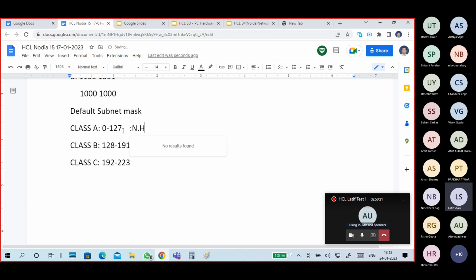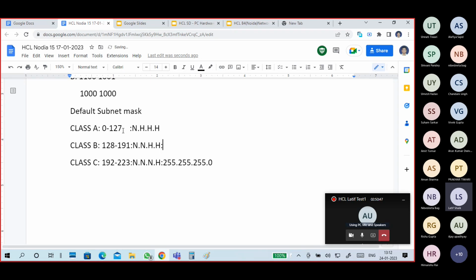First one is network portion, remaining is host portion. Generally, to identify network or host portions, this is the main. Another way of finding is there. So network, host. Network, host.